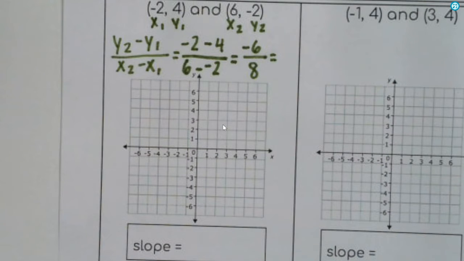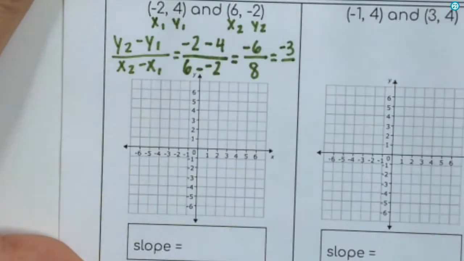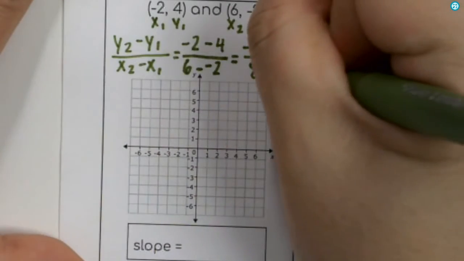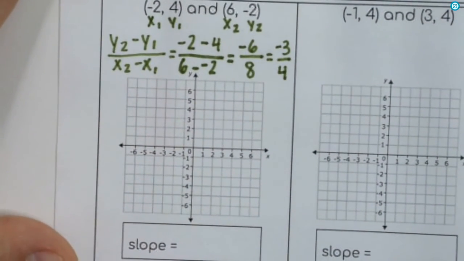What can we divide both 6 and 8 by? 2. So negative 6 divided by 2 is negative 3. And 8 divided by 2 is 4. So my answer here is negative 3/4. So on your assignment, on the back side, you will get to choose. You can do what we just did, this method, or you can do it on your graph. So before we go do it on a graph, does anyone have any questions about what we just did?